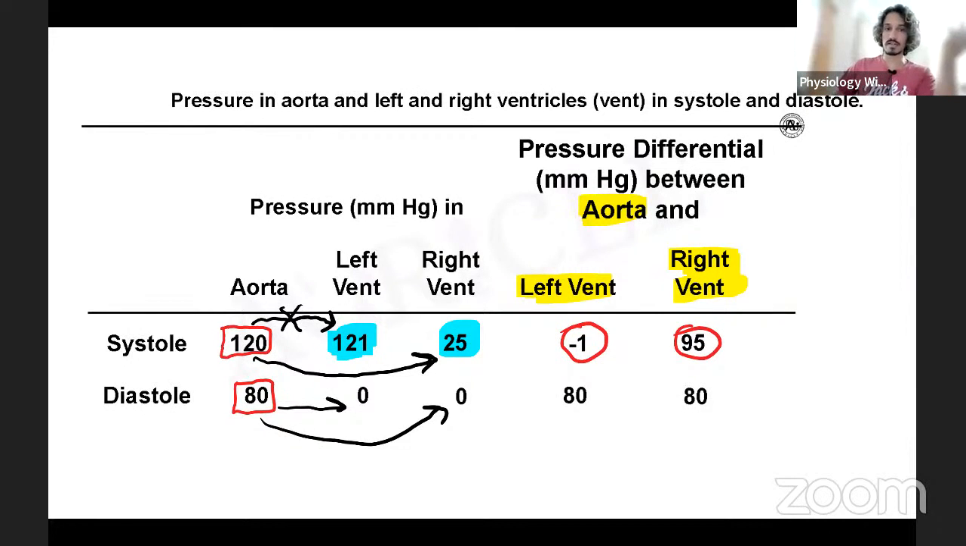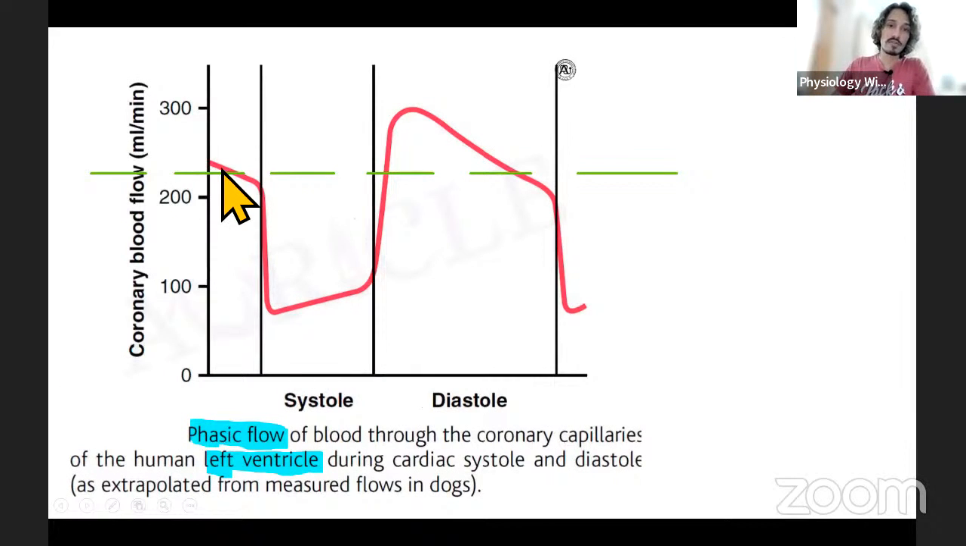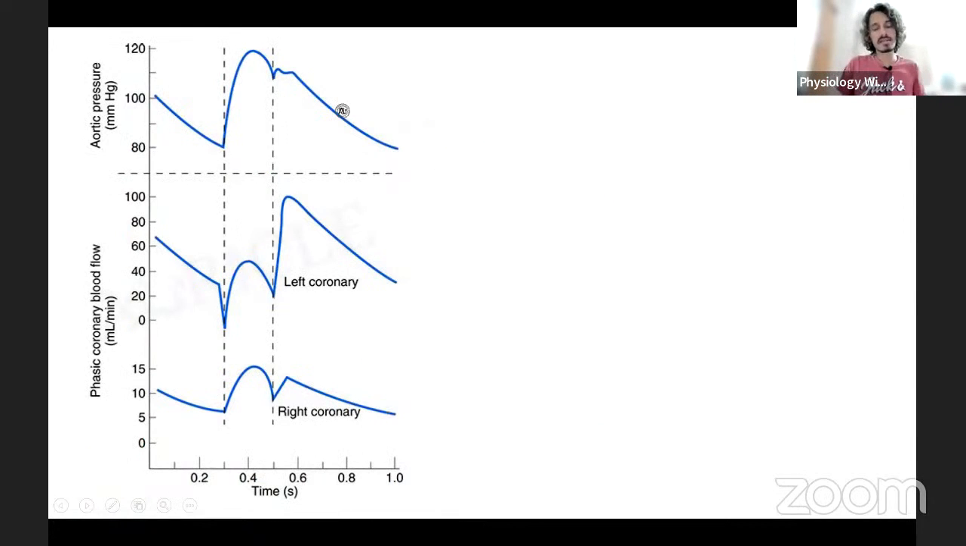So in systole, will there be a flow? There will not be a flow. The flow actually reduces. On the other hand, in diastole, it comes up. But one thing you have to notice is not only does it come up, it goes beyond what it was initially. This effect is not only because of the pressure difference, but also the compression.